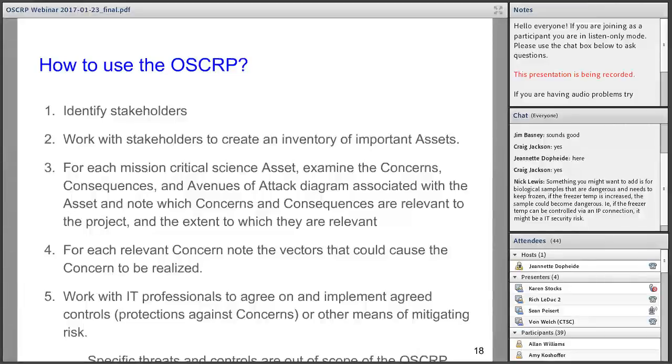For each one of the assets that they've described, wherever there is a consequence to the science mission that they feel is important enough that it needs to be mitigated, it's important at that point for the scientists and a number of the stakeholders to work with IT professionals to discuss, understand, agree on, and implement agreed controls to protect against those consequences taking place, to mitigate the risk. We should add that, again, understanding the specific threats and actually implementing controls are out of scope for the OSCRP. But having the conversation is a vital portion of our goals.